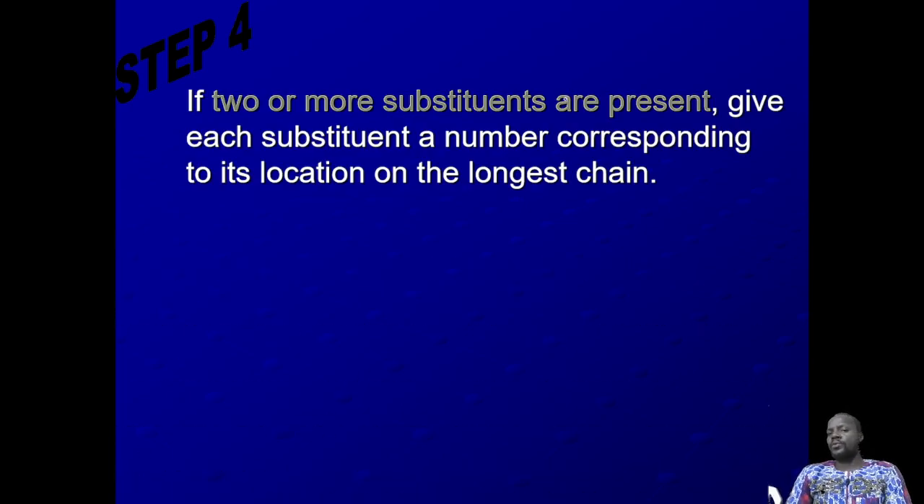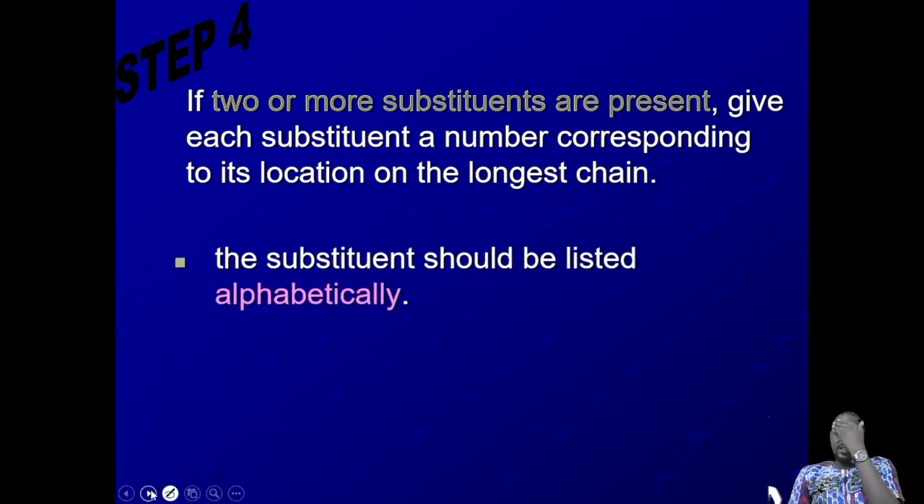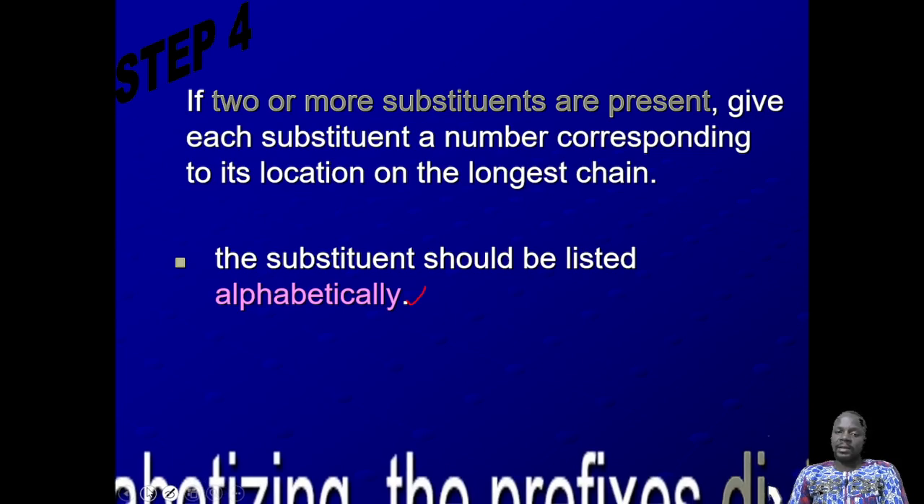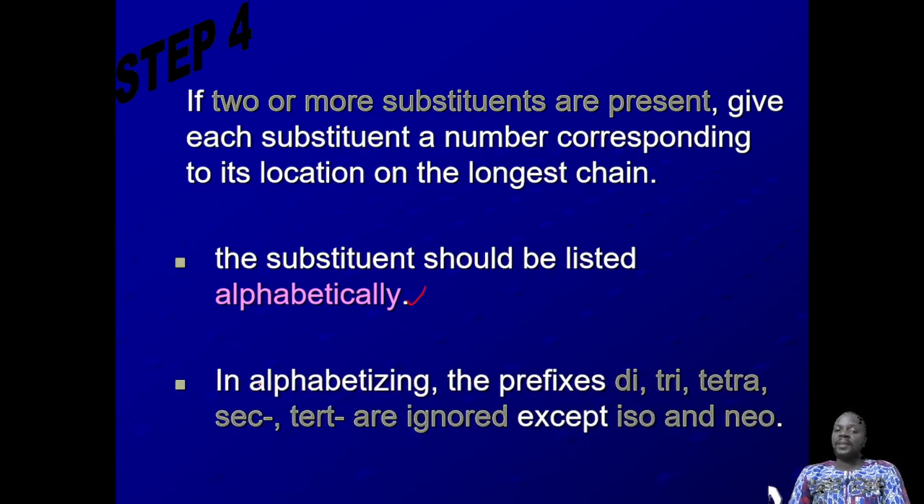Now, if two or more substituents are present, you have to give each substituent a number corresponding to its location on the longest chain. The substituents should be labeled alphabetically, and when you label alphabetically, you have to understand this. The prefixes like di, tri, tetra, secondary butyl, tertiary butyl are always ignored. I tell students not to make this mistake because from my experience of teaching, this is where students make mistakes. You will ignore di, tri, tetra, secondary, and tertiary when labeling alphabetically.